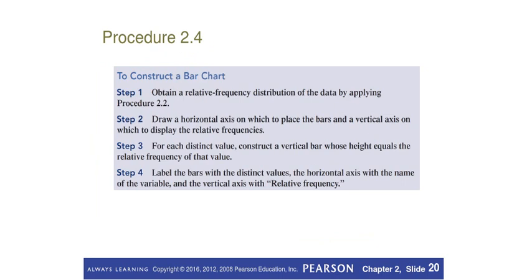Right? So if we wanted to go through and make one by hand, we would do this by obtaining a relative frequency distribution, applying the procedure that we took. We're going to draw a horizontal axis and place the labels along that horizontal axis. For each distinct value, we're going to make a vertical bar whose height is equal to the relative value, and then label those distinct values on the horizontal axis.